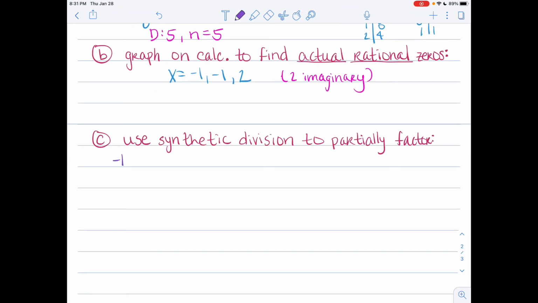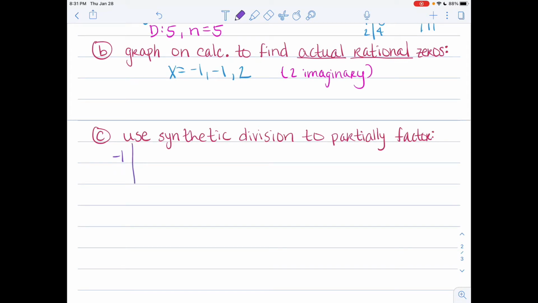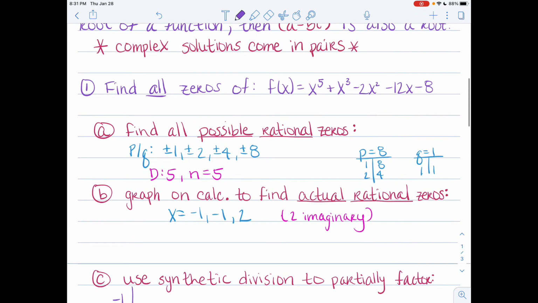The first solution that I'm going to use, or the first k value, is a -1. And I'm going to give myself a pretty big synthetic division symbol here because I know I've got a lot of terms. And in fact, let's go look at all of those terms real quick. I want to check and see if I need any of those placeholder zeros. And sure enough, I do. I jump from a 5 to a 3.